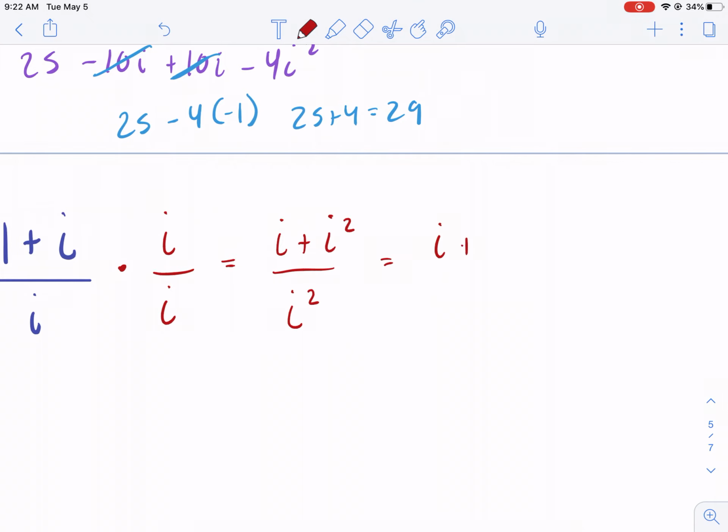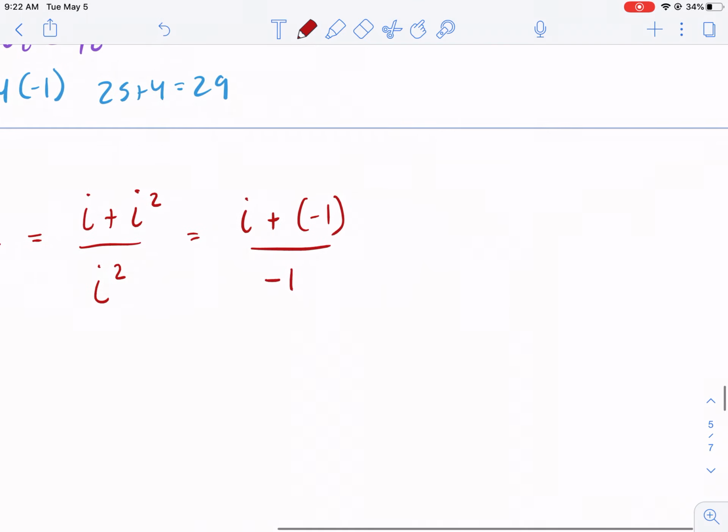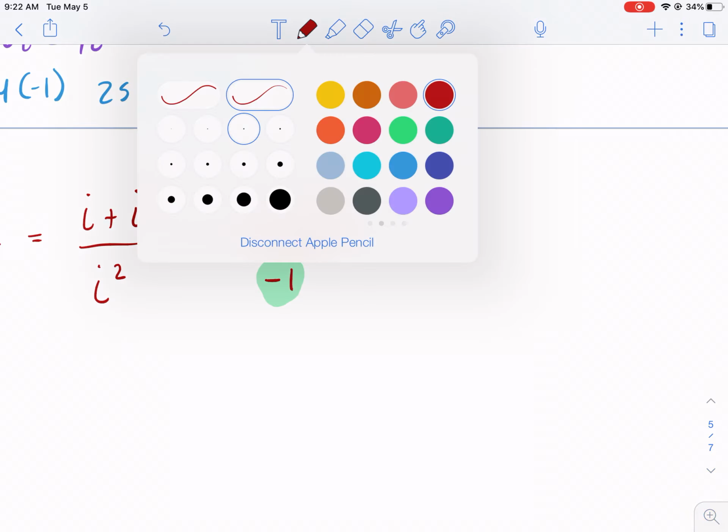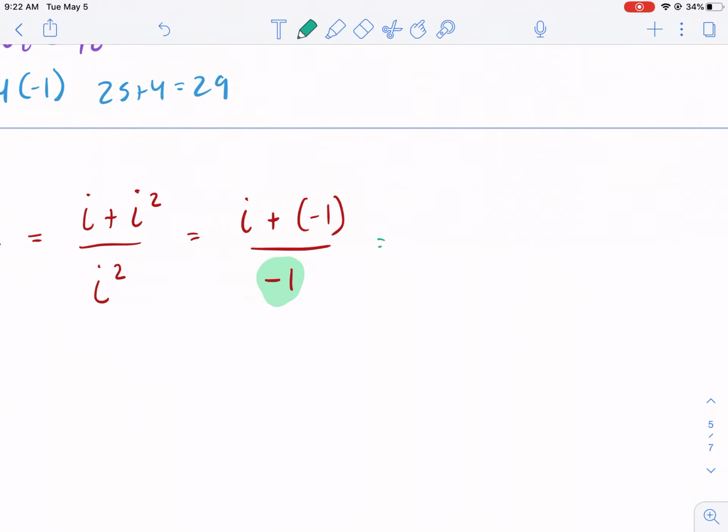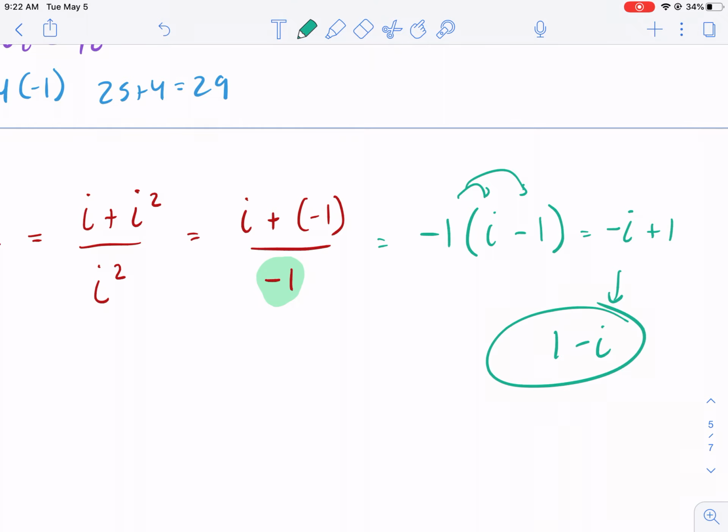We have i plus a negative 1 over negative 1. Anytime you have a negative 1 in the bottom, essentially what you should do is change it, divide by negative 1 to multiply by negative 1. It's the same process, but it gives you a better looking answer. So we have negative 1 times i minus 1. We're going to distribute this to both terms inside. We get negative i plus 1. We need to write the real part first. 1 minus i, and there's our answer.